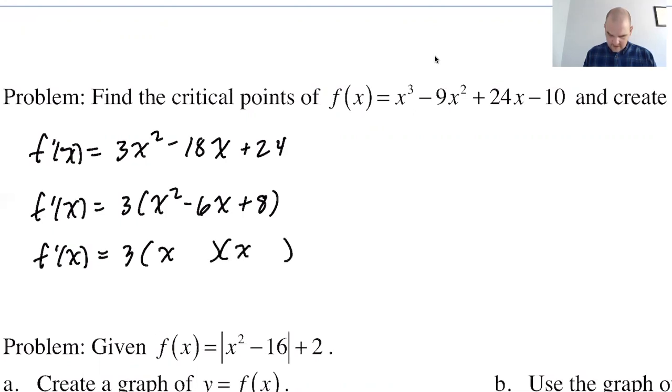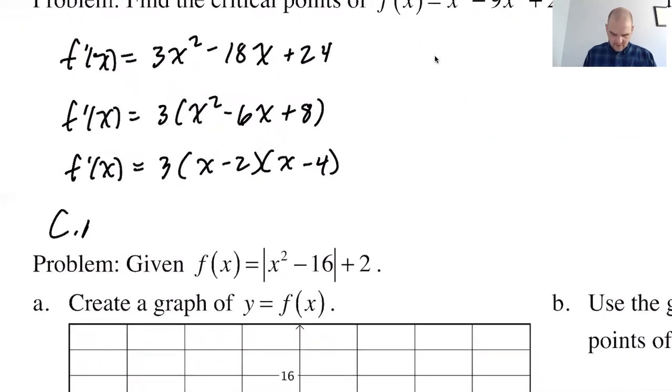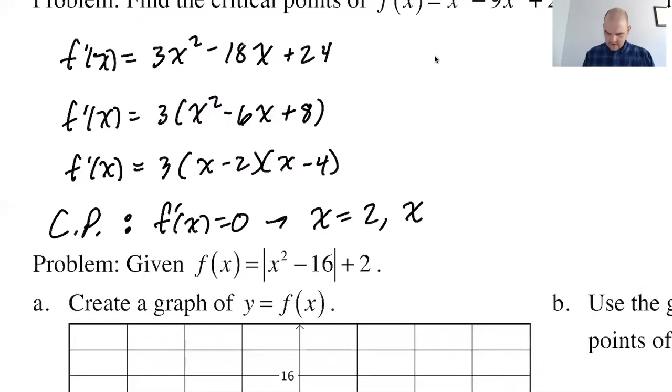x and x. You go minus 2, minus 4. Okay, so critical points. I usually abbreviate that CP. F prime of x equals 0 would give me x equals 2, x equals 4. It's really important to remember that a critical point is an x value. It's not a point on the function. It's a point in the domain of the function. So you don't need to find the y values associated with these.